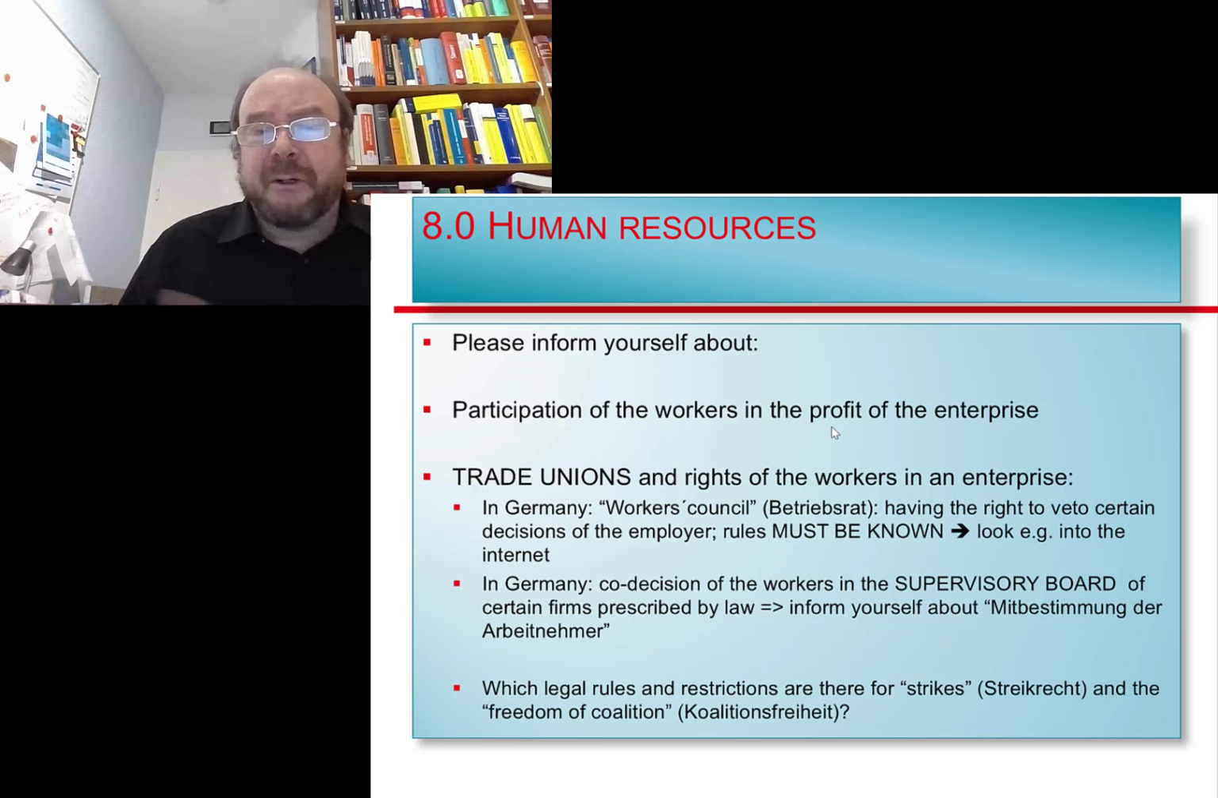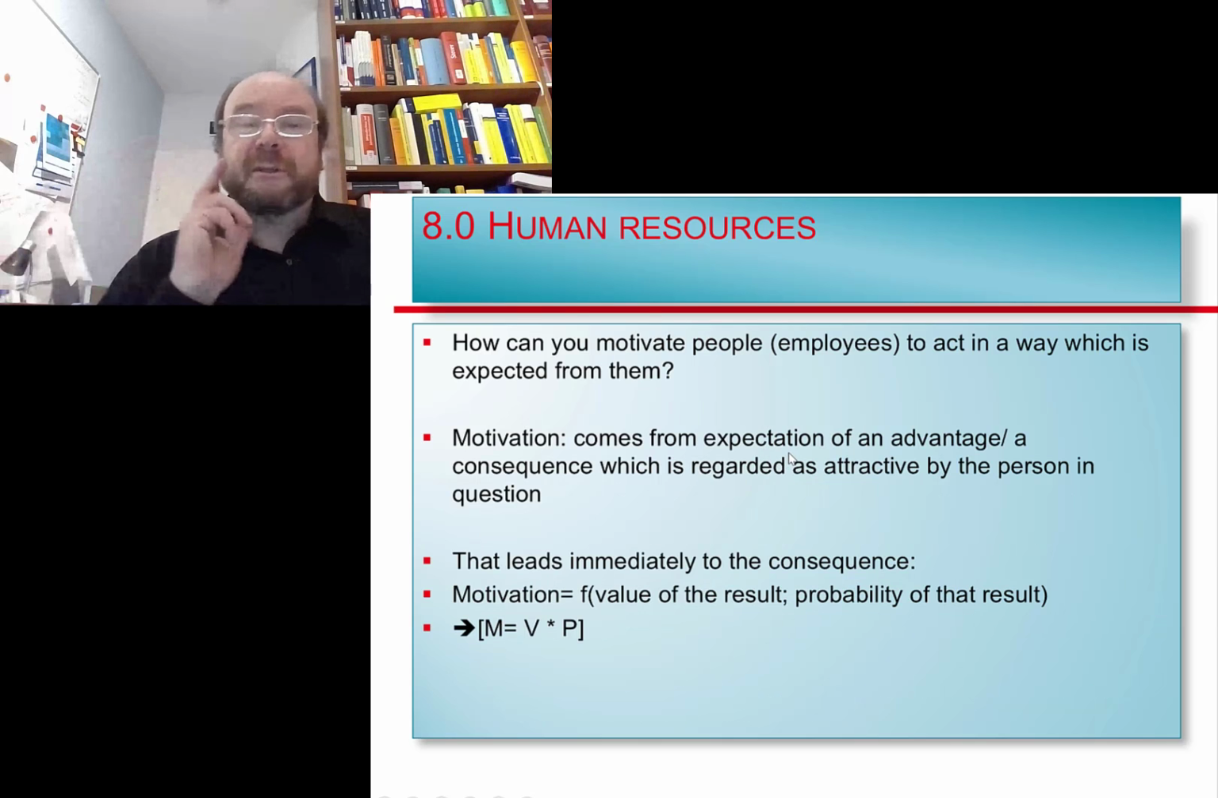When it comes to all that organizing work, relationships, and working conditions, you should inform yourselves on your own about participation of workers in the enterprise. Sometimes they are offered to buy shares to establish a closer connection, or identification, between them and the aims of the enterprise. And you should also inform yourselves about trade unions, what they are, how they represent the workers' rights, and how that all functions, because that also is an important legal aspect which you must know if you want to inform yourself about human resources.